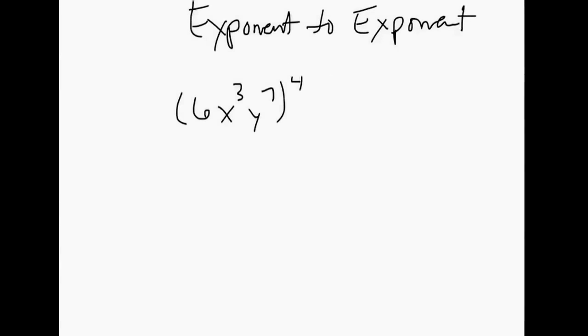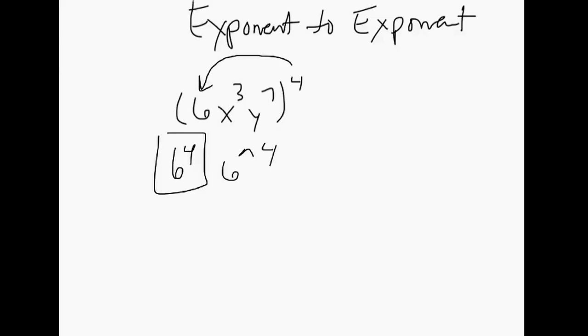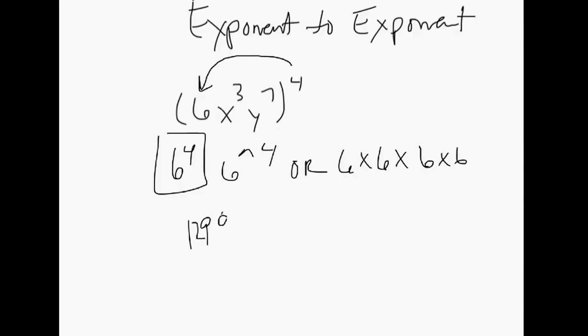Our last problem here is exponent to exponent, and that rule was multiply. So the 4 goes to the 6 and becomes 6 to the 4th. We do have to type this in our calculator. We type it in as 6 rooftop 4, or 6 times 6 times 6 times 6. Either way, let me type it in real quick. 6 to the 4th is 1296. And then these follow the exponent rule of exponent to exponent means multiplication. So 4 times 3 is x12. 4 times 7 is y28.